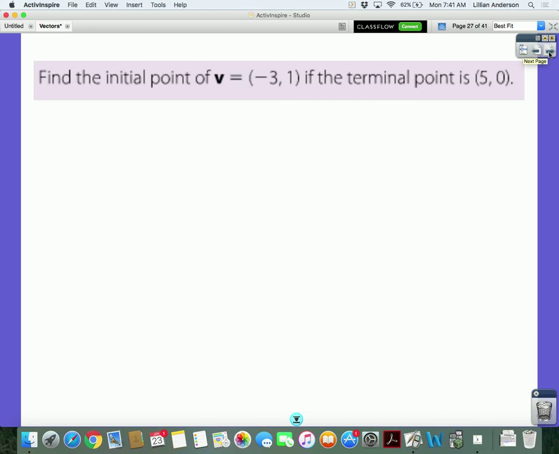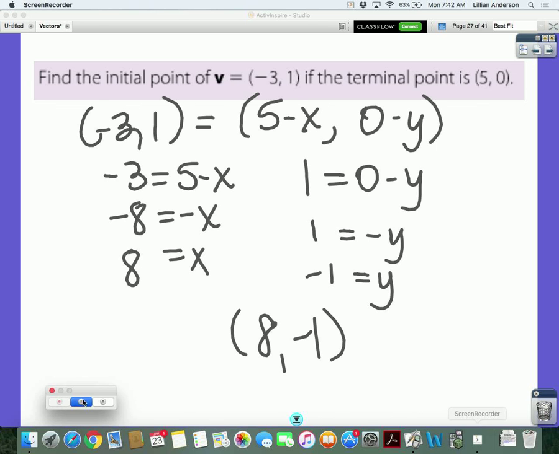This one says find the initial point of vector b if the terminal point is 5, 0. I want you to do this one on your own. When you're ready to see the answer, press play. You're looking for the initial point when you're given the terminal point. Hopefully you got this as your initial point. Take a look at the math. Then when you're ready, continue on.